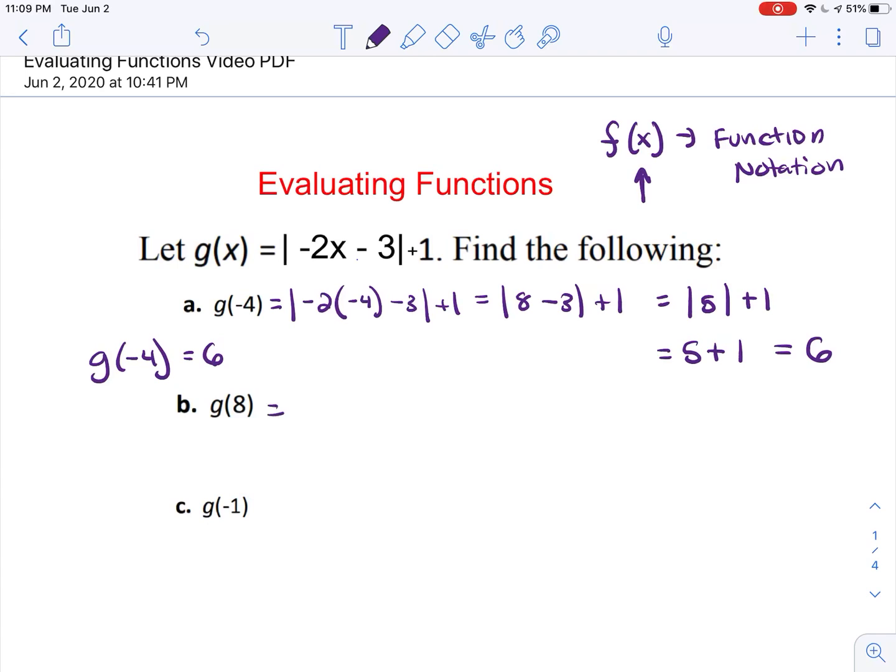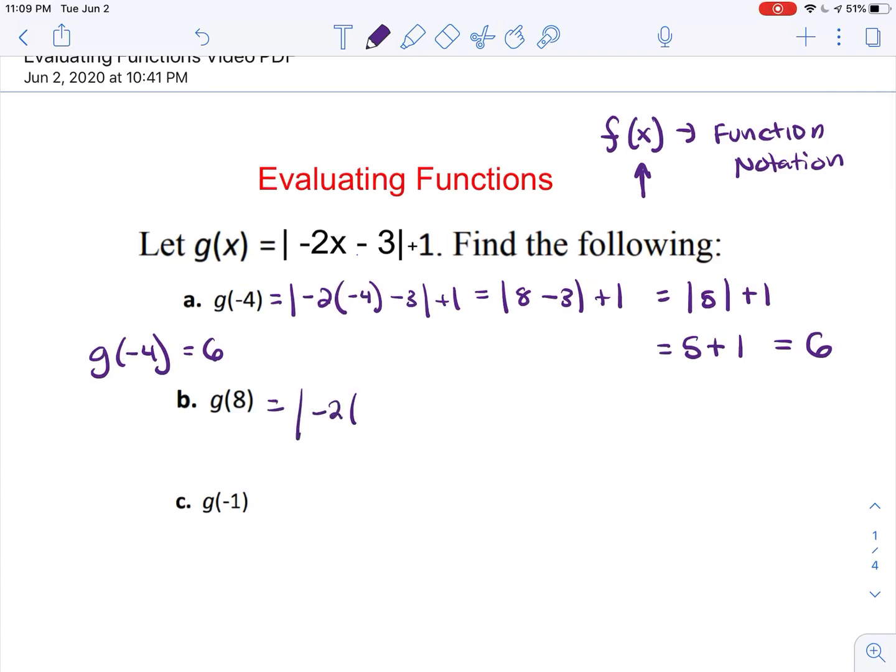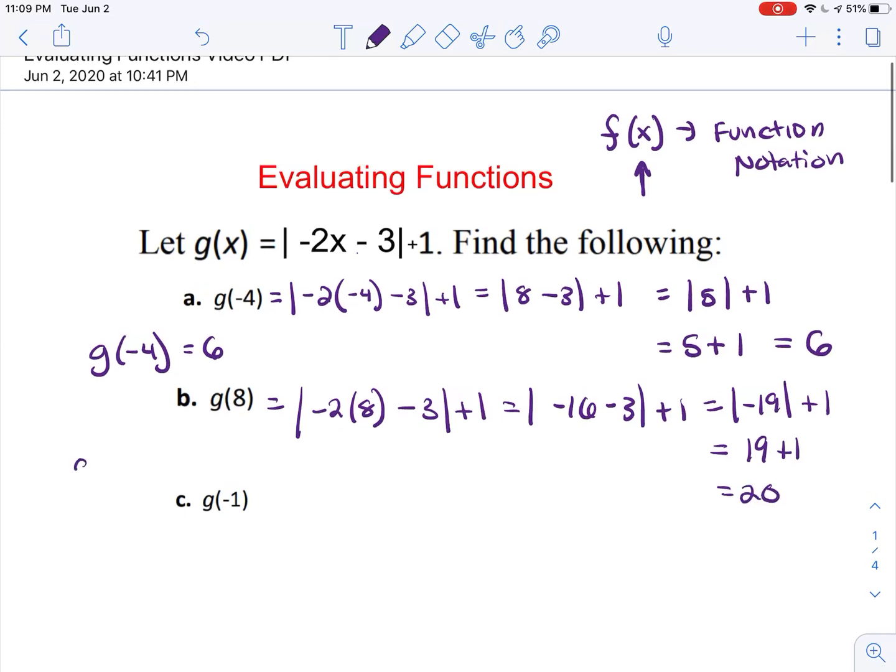Okay, let's continue. What if they ask me for g of 8? Well, we do the same thing. Negative 2 times 8 minus 3, plus 1. I would get a negative 16 minus 3, which would be minus 19, plus 1. Now remember, if I have a negative inside the absolute value, that means that I'm going to take it out as a positive. So I get 19 plus 1. So this is 20. So g of 8 is equal to 20. When I plug 8 in, I get an output of 20.